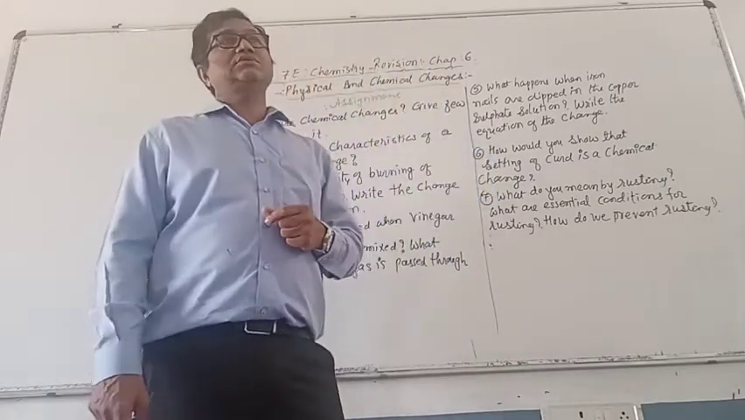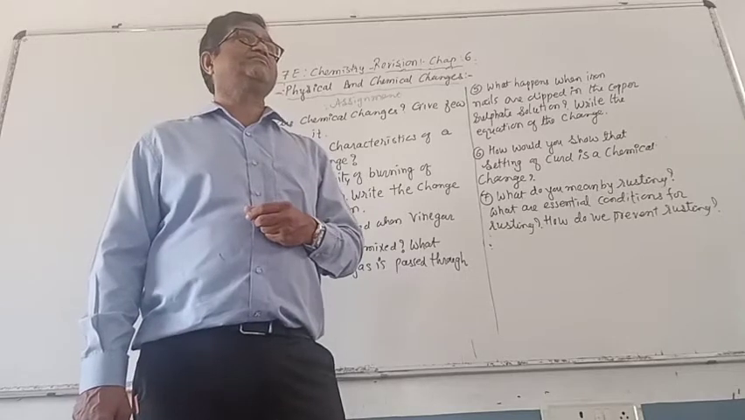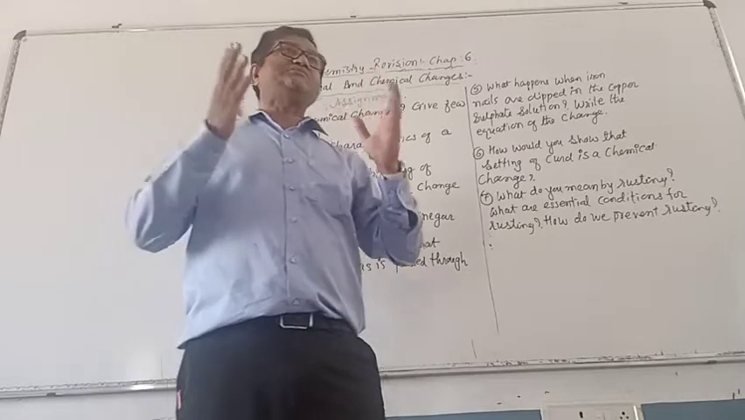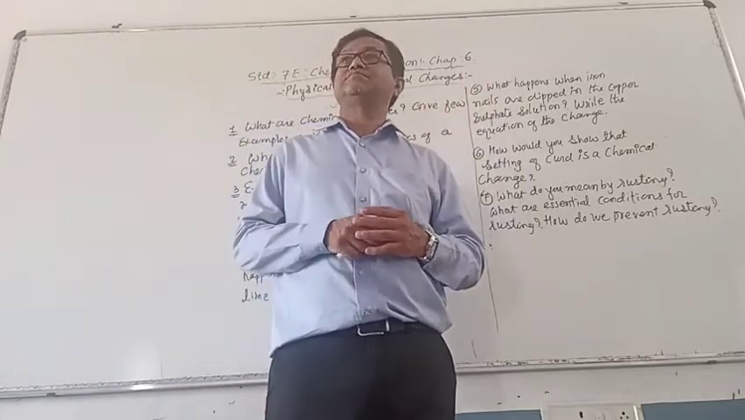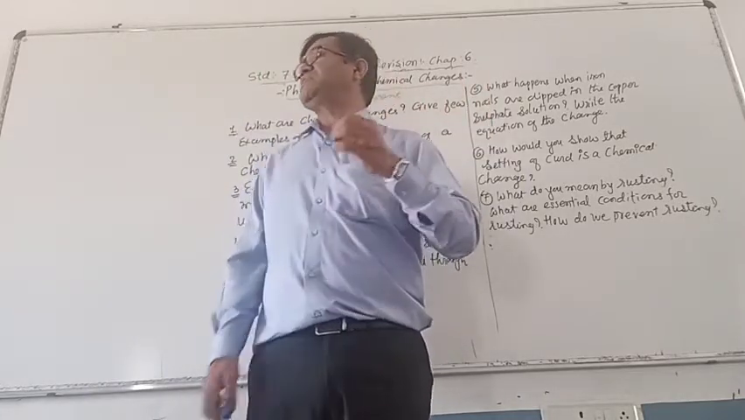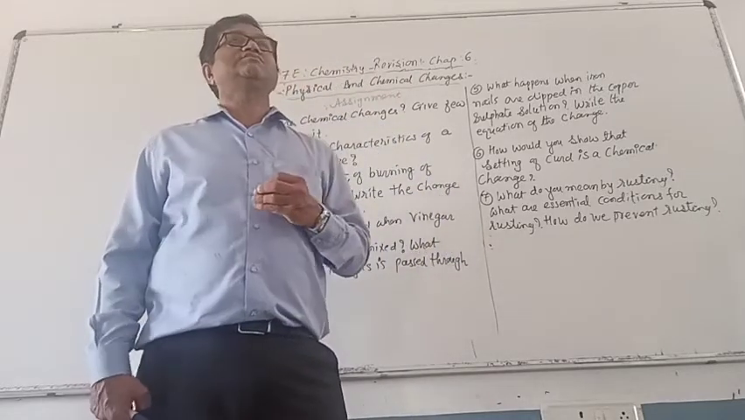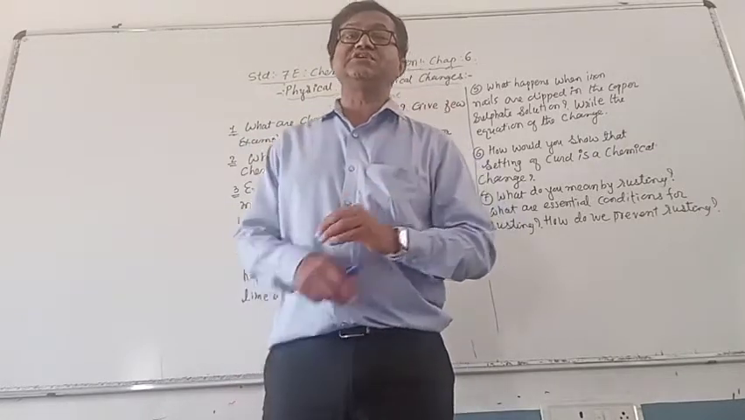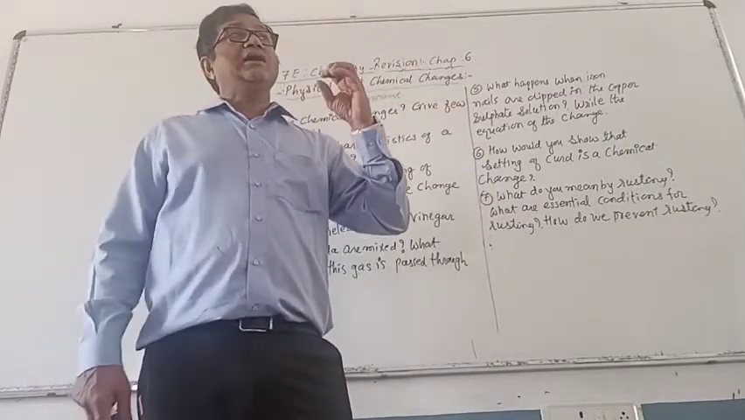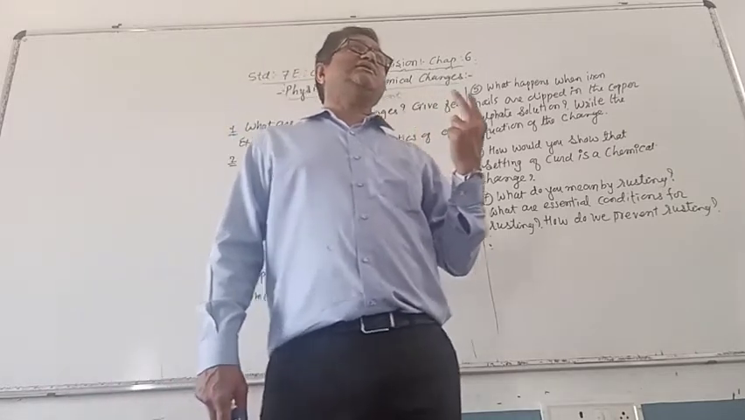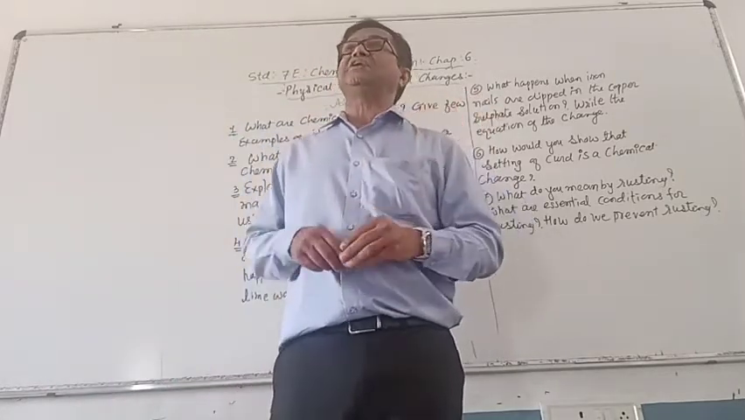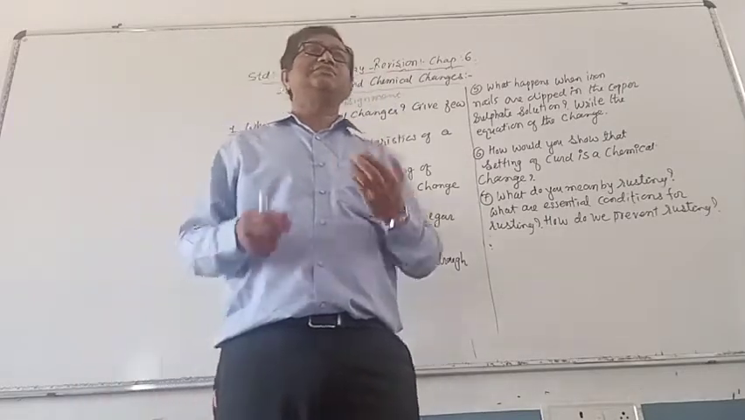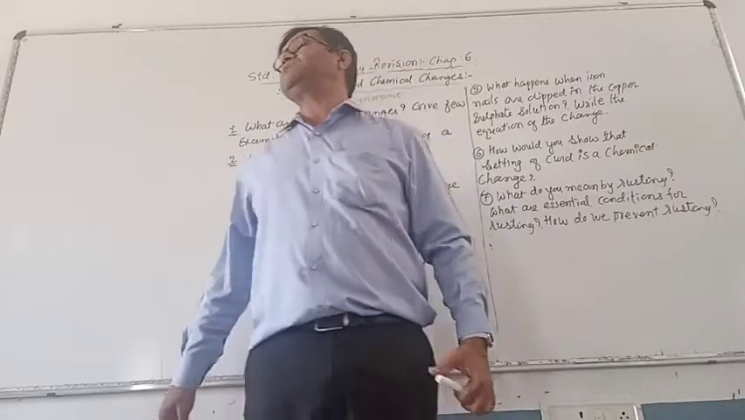And we saw that in a physical change, no new substance is made. The substance remains the same. Only its physical properties are getting changed. So those are known as physical changes. And we know that there are two types of changes that occur in nature. Physical changes and the others are chemical changes.